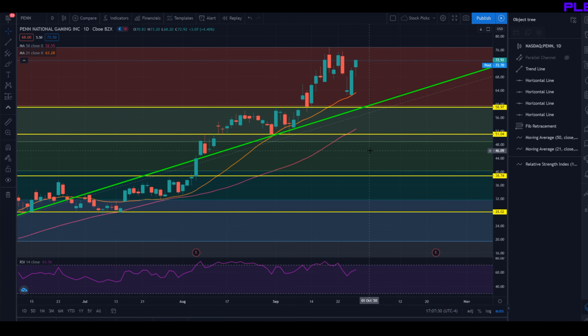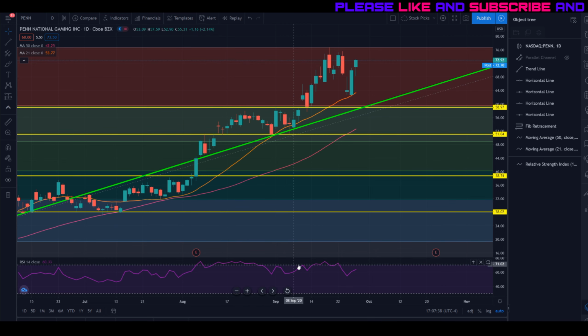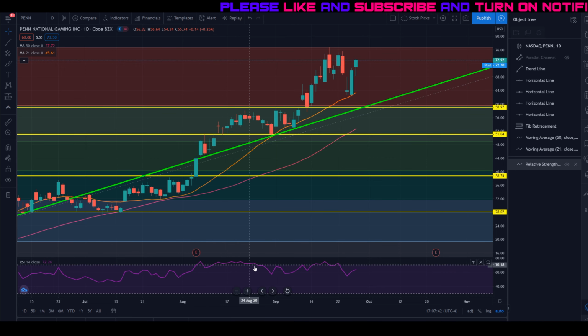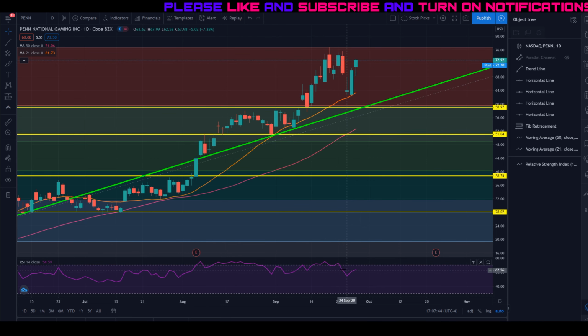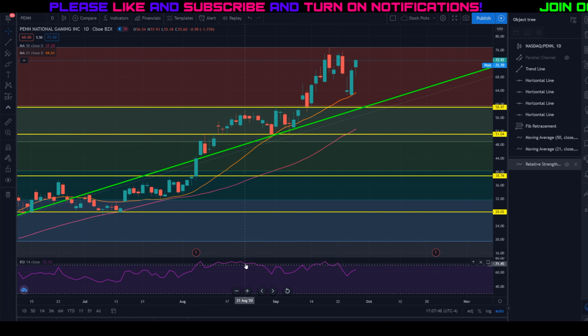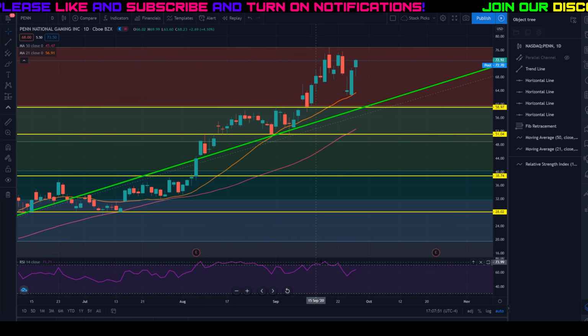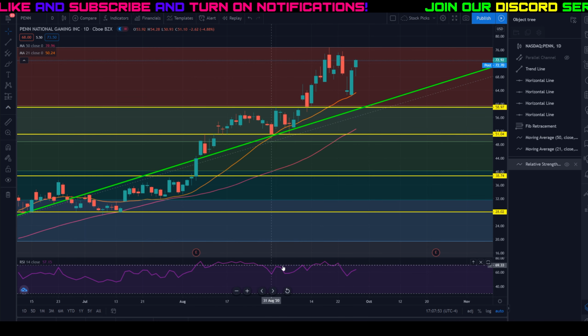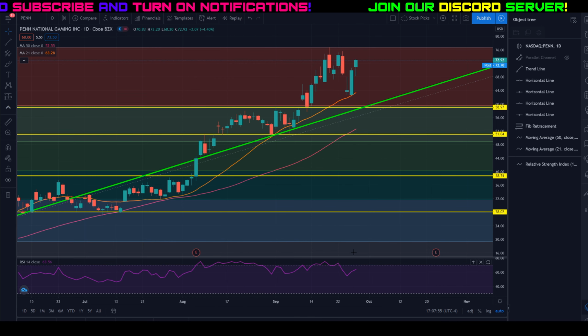And I'll say that for a couple reasons. I'll draw your attention to this RSI curve here at the bottom. You can see ever since about early August, for about a good month and a half to two months now, Penn has been very overvalued. It's been overbought, right? There's a few times where the RSI has gone above 70. So again, I think we are very overvalued based on the RSI.